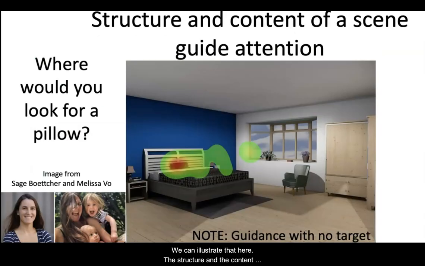The structure and the content of a scene guide attention very strongly. So if I asked you to look for a pillow in this scene borrowed from Sage Butcher and Melissa Vo, that heat map shows you where the eyes would go. Even though there's no target, your attention is clearly guided by the properties of the scene to the locations where that target might plausibly be.